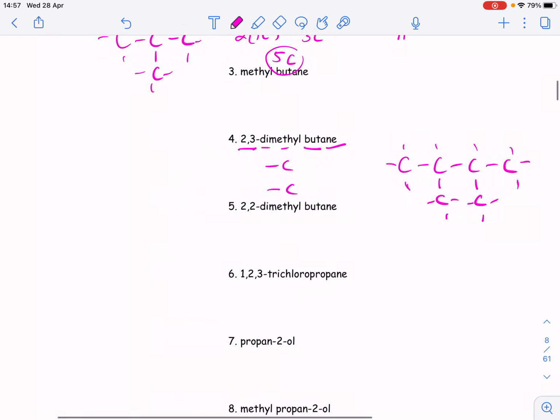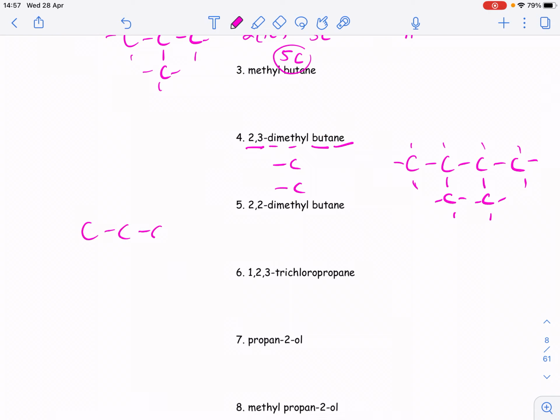The next one, the difference is 1, 2, 3, 4 for but, but 2,2-dimethyl. That means there's one here, and the other one is also off of that one. 2,2, they're both off of 2.